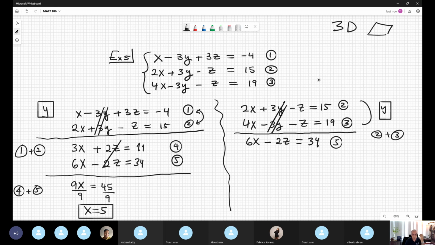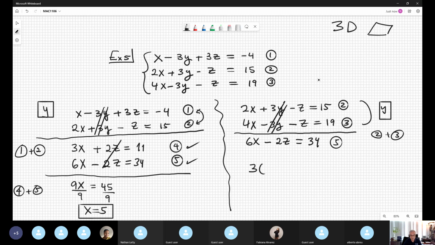To find the rest of the variables, it's not totally arbitrary. Be careful, because you plug it in the original equation. No, because I have only one. We need 2 more variables. So you evaluate x equals 5 in equation 4 or in equation 5. It's the equation that contains only 2 variables. For example, I select equation 4.